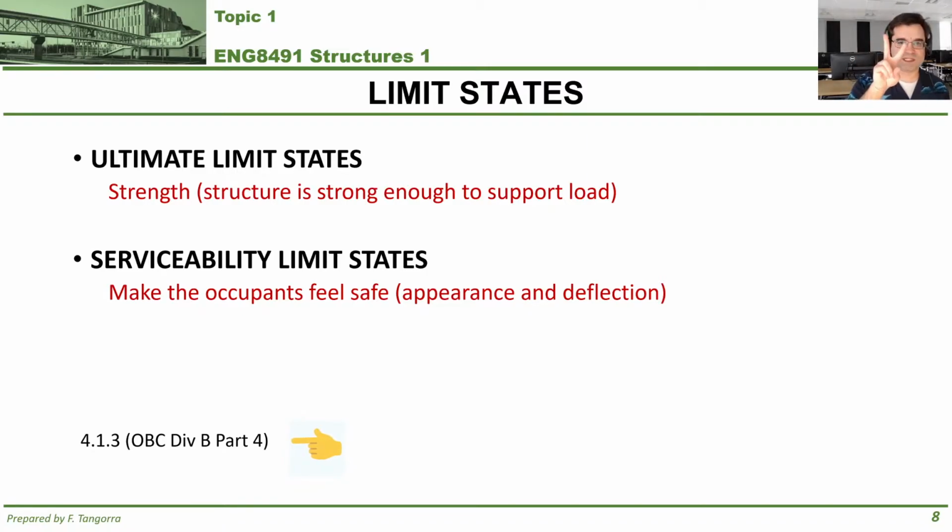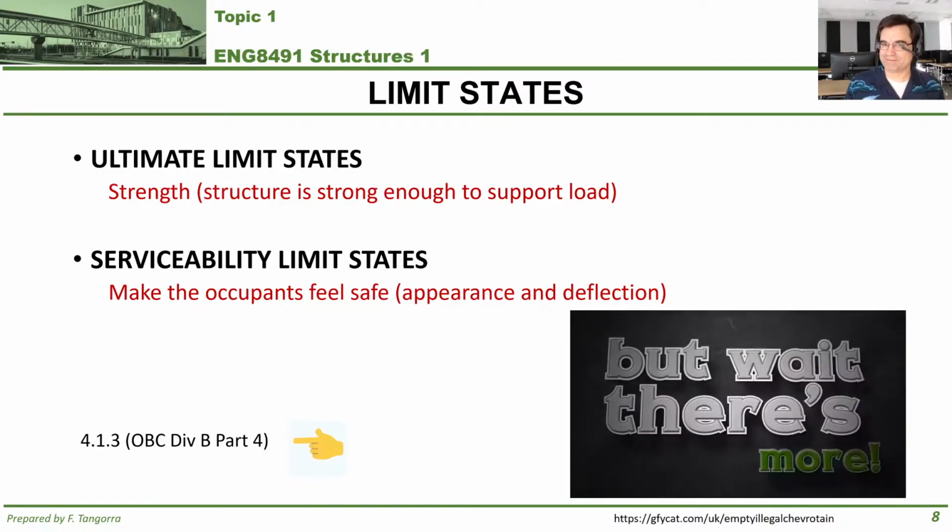So even though the structure is perfectly strong, if it makes people feel unsafe, that's not good enough. So the two limit states that need to be avoided are the ultimate limit states, that is, your structure is not strong enough, and serviceability limit states, which means your structure moves too much. You want to avoid that from happening. That's what the building code says.